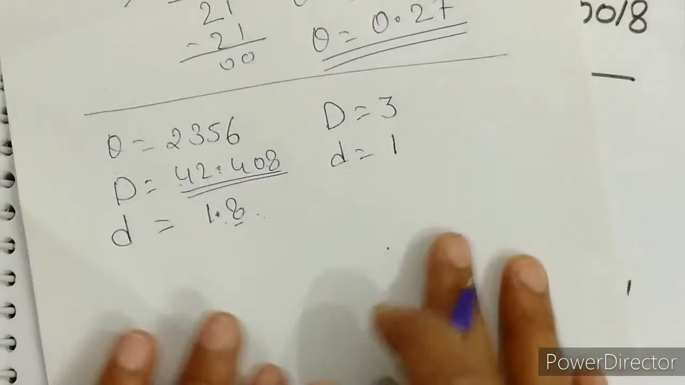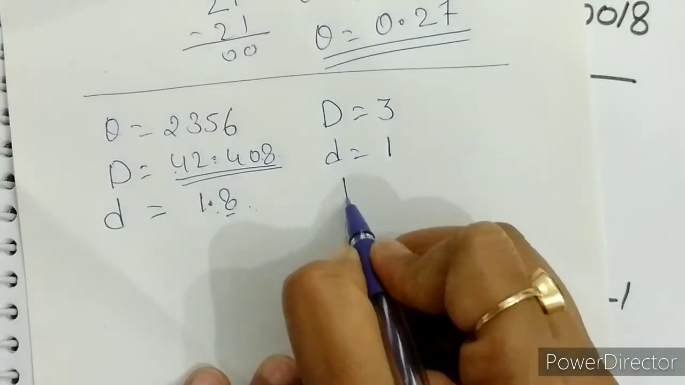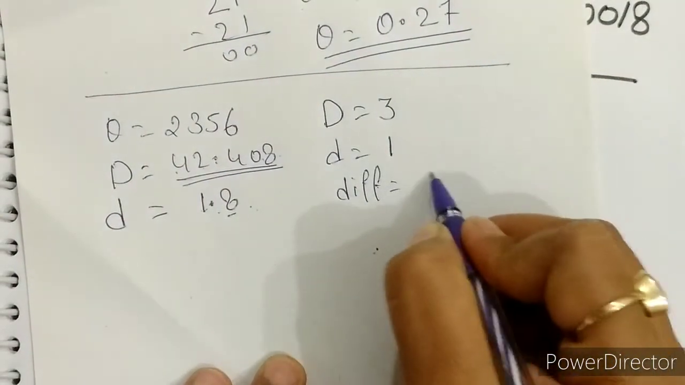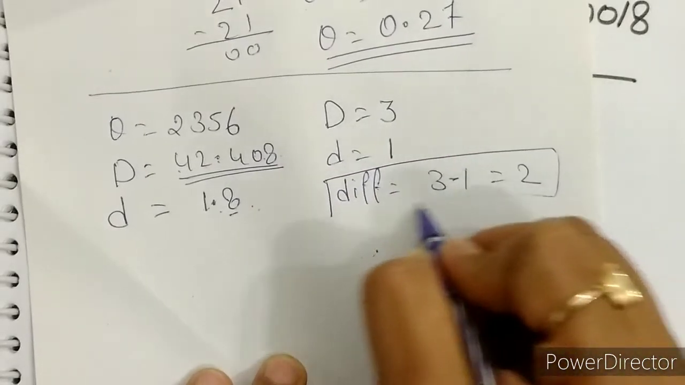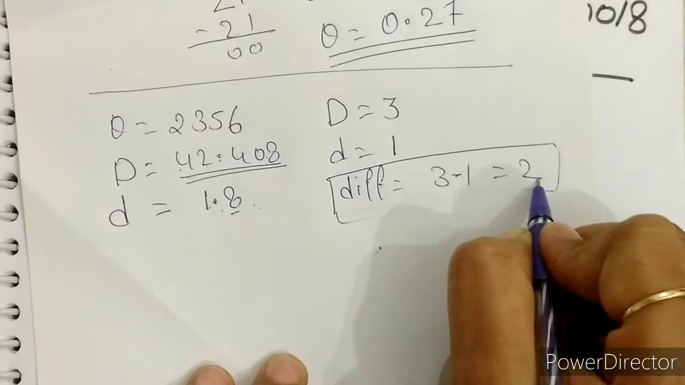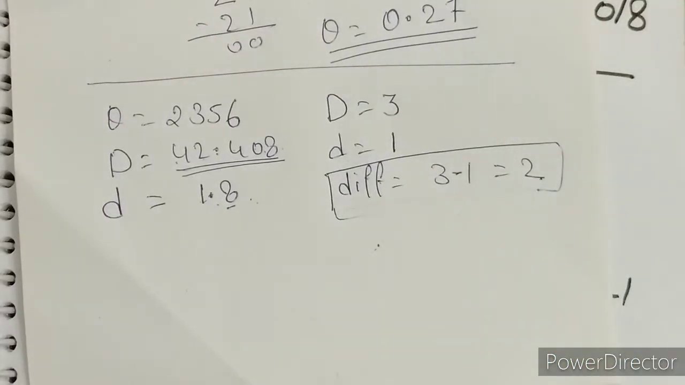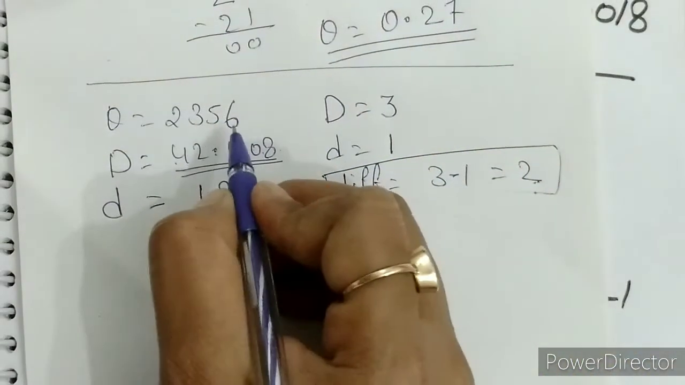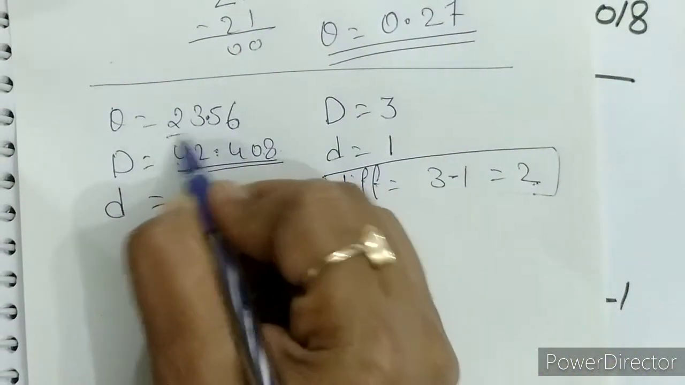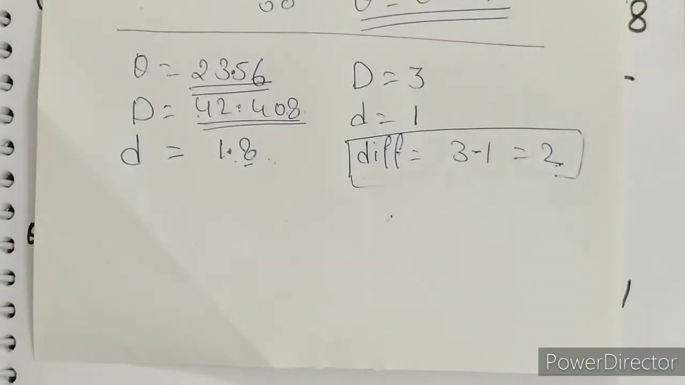Now we'll see the difference between the number of numbers in dividend and divisor. So the difference is 3 minus 1, that is equal to 2. So from here you will get your answer where you have to put the point. As the difference is 2, in quotient after 2 numbers put the decimal point. Okay, this is the first case.